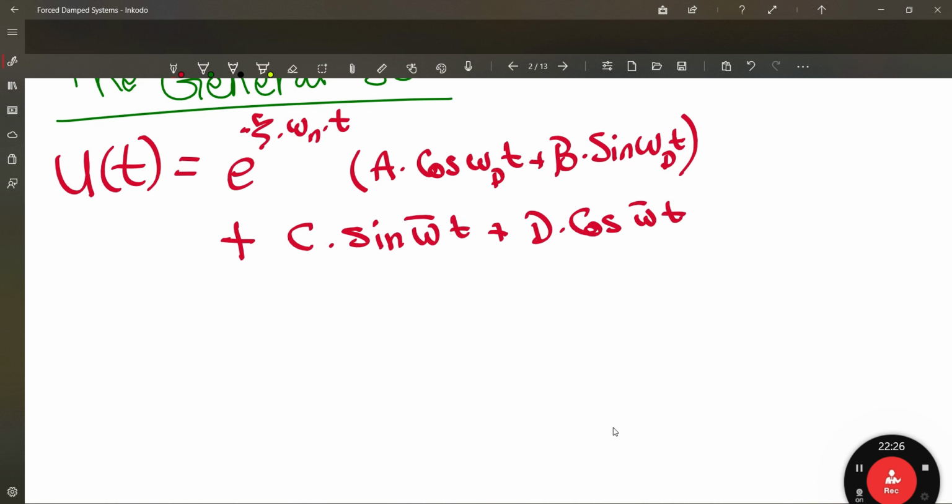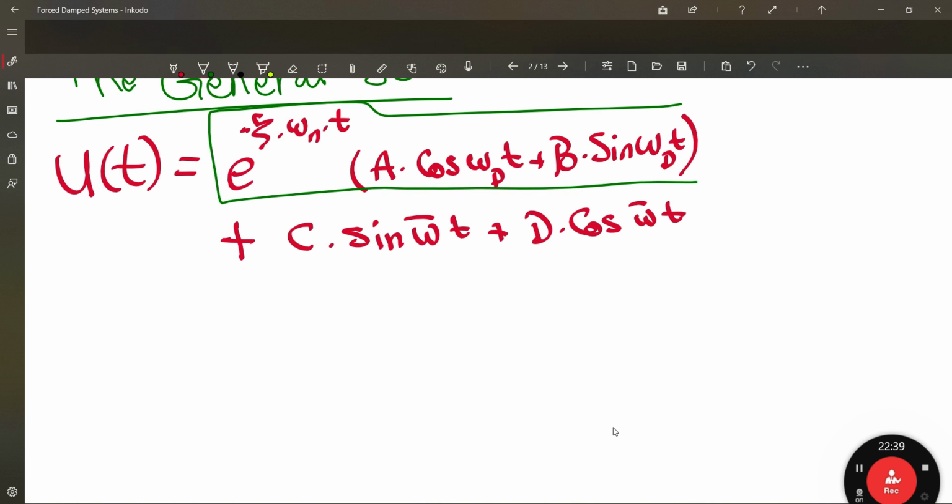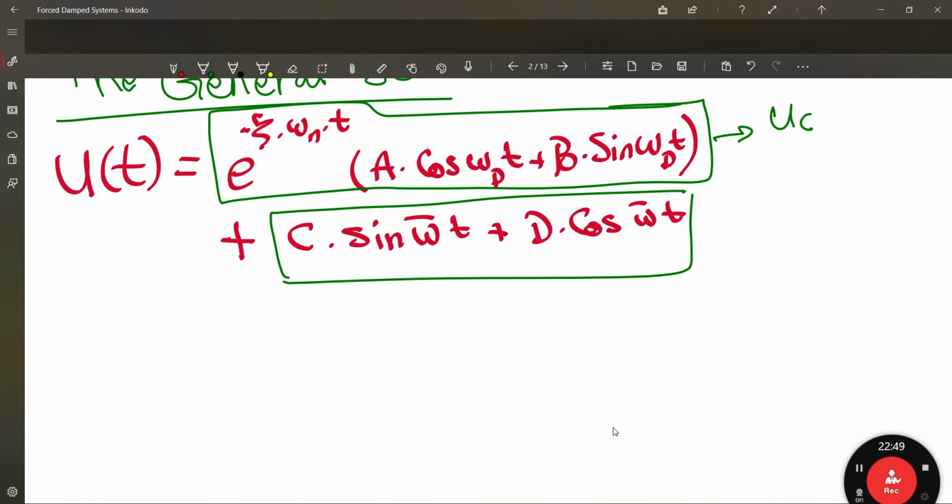So the first part, as we said, we have two parts here. This part is related to the complementary solution, so this is U complementary, and this part is related to the particular solution. These are the two parts of the general solution that we are going to have.